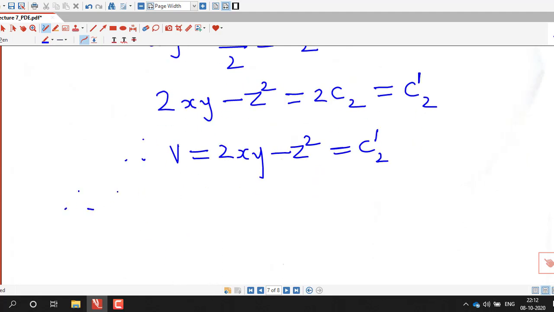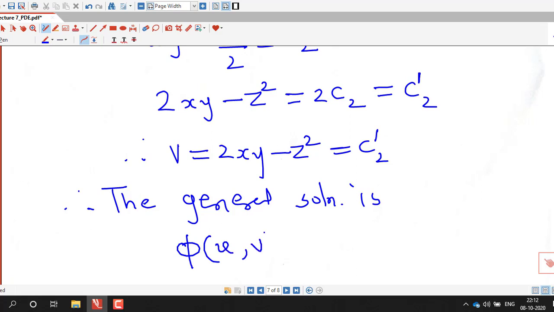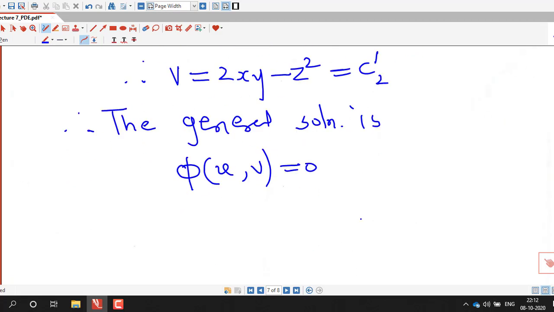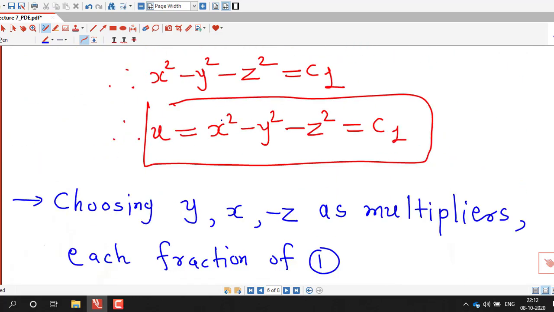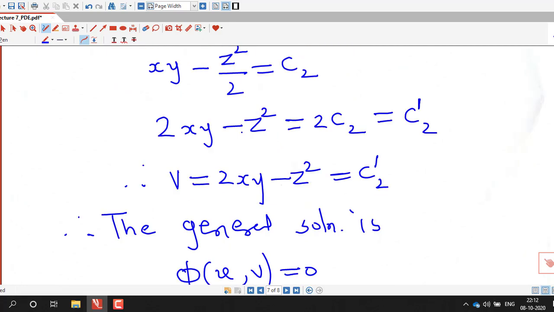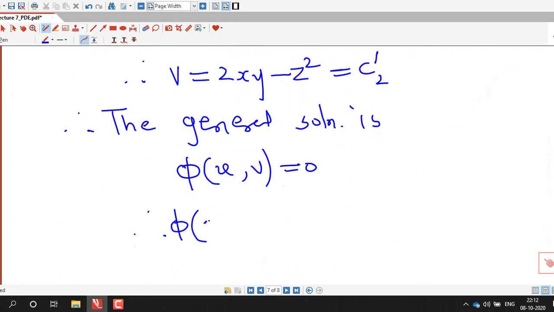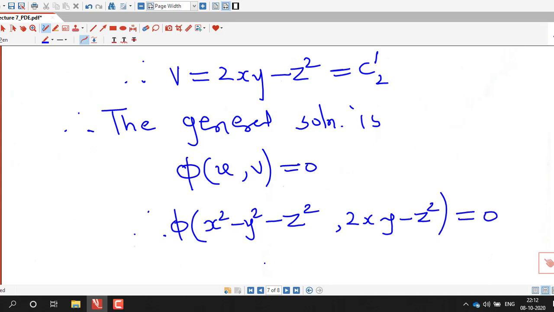And therefore the general solution is phi of u, v equal to 0, where you must write what u and v are. u is x square minus y square minus z square, and v is 2xy minus z square, and phi is an arbitrary function.